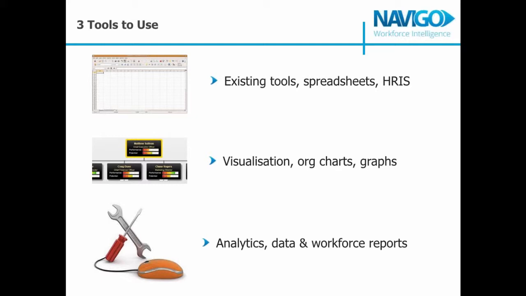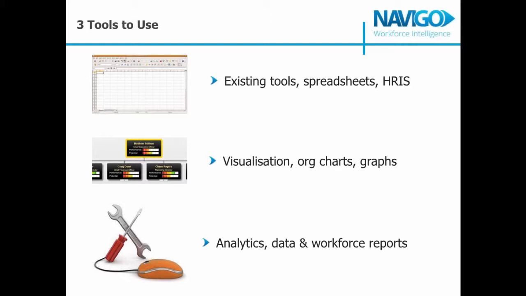Visualization tools such as graphs and org charts. So once again, when the data is easy to look at, it will always be a lot easier to work with. And then we also have analytics, data, and workforce reports. So these are visualization tools, but they are tools that make you focus on the metrics and information that really matter. So this can give you a good idea of the priority of the information you are analyzing.